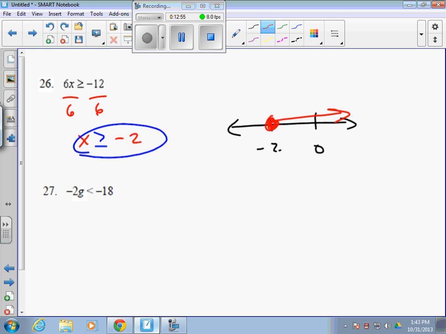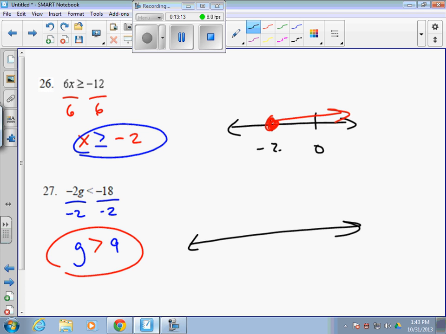-2 times g is less than -18. Undo times -2 by dividing by it. Do the same here. We know a negative divided by a negative is going to be a +9. But notice in this case, we divided by a negative number on both sides. Here's an instance where less than will reverse and become greater than. G is greater than 9.